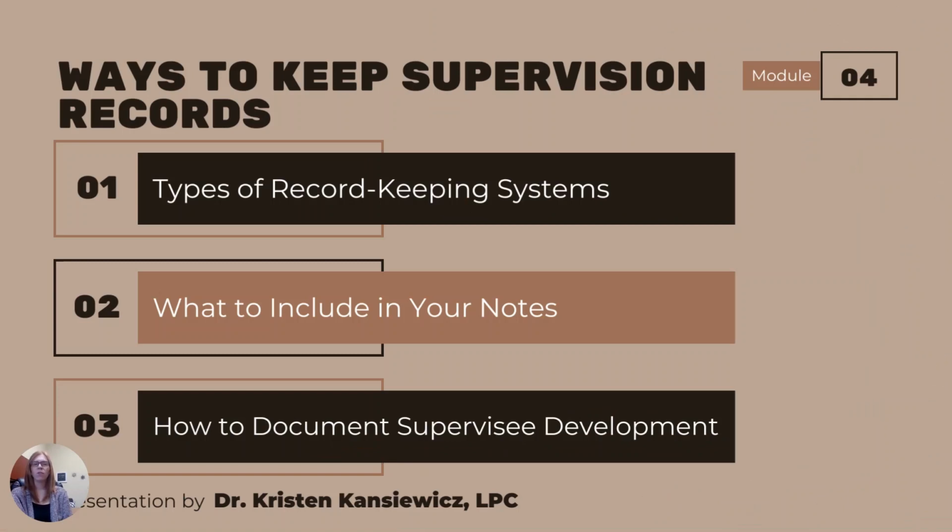So there are 3 ways we're going to talk about. One is just going over types of record keeping systems, and again, I'm going to get really practical and specific on that. I'll show you an example of something that I've done before. And then we're going to talk about what to include in your notes and also how to document supervisee development.